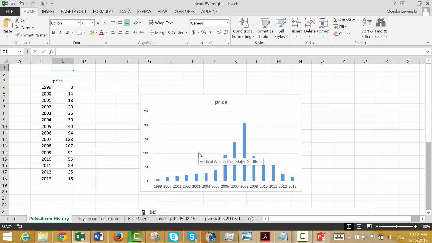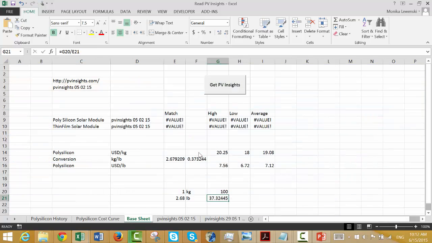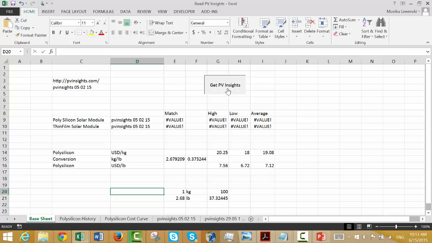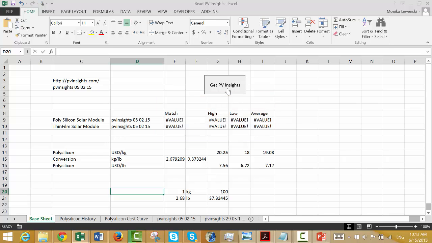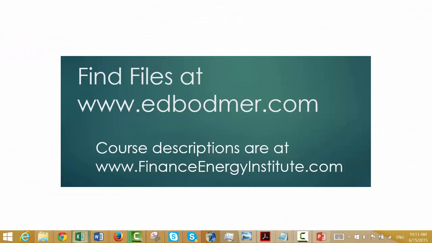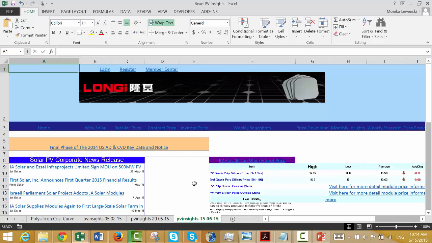But the nice thing about this is that, oops, it looks like I have a problem here. But I made a little macro, and all the macro does is it goes to the website for PV Insights and just downloads it and then throws it in a file with today's date on it. Okay, it just gets this down.